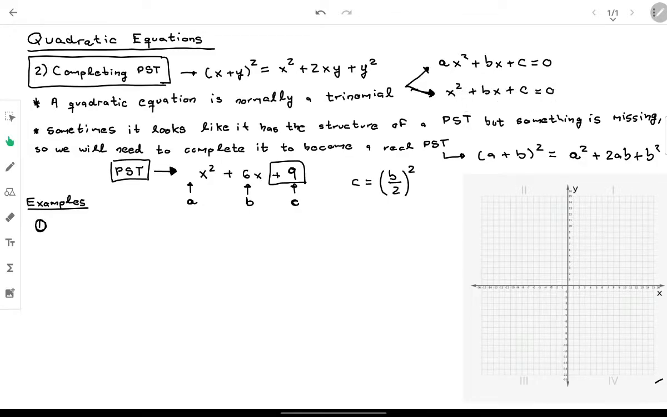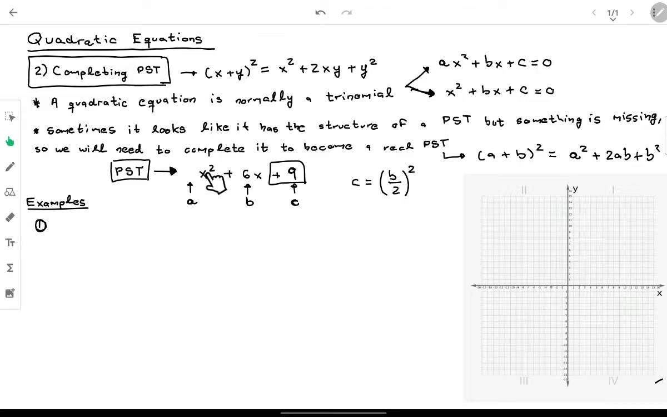It says here, sometimes it looks like it has the structure of a perfect square trinomial, but something is missing. Like we won't have the complete perfect square trinomial. That's why we were calling this topic completing the perfect square trinomial. So we will need to complete it to become a real perfect square trinomial. And here we have again the structure of a perfect square trinomial. So let's think a little bit with this example.